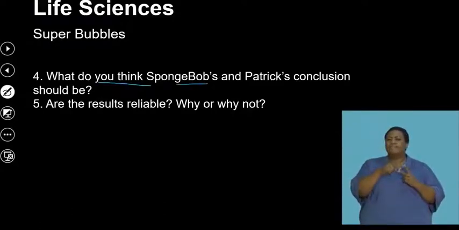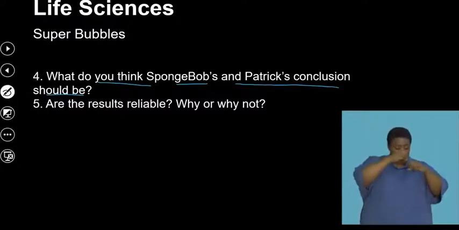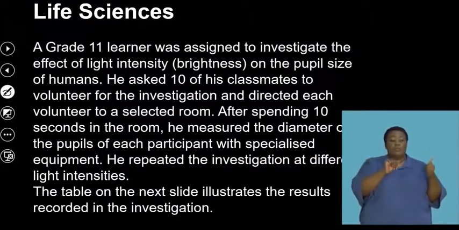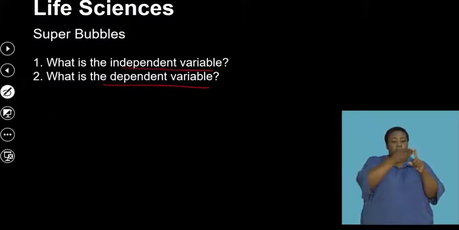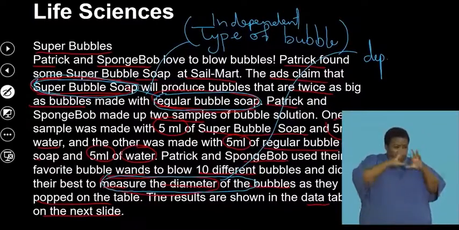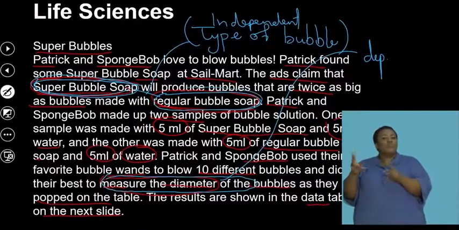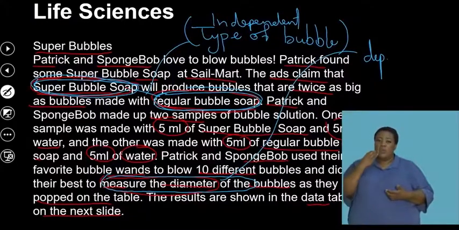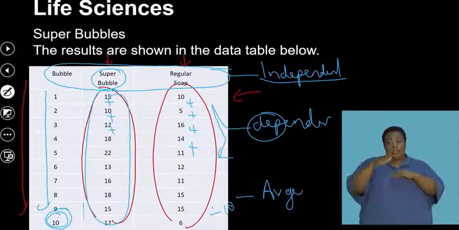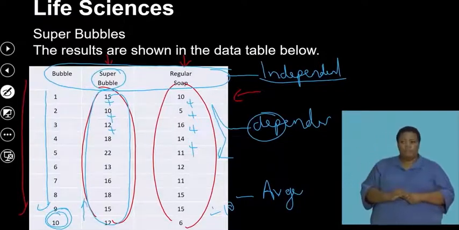What do you think SpongeBob and Patrick's conclusions should be? Remember that when they looked at this experiment, they were looking at which of the two. If I go back to the aim of the experiment, it was to determine if this super bubble soap was going to produce larger bubbles than the regular bubble soap. If we go to the data table and calculate the averages, you will see that the super bubble soap produces an average that is significantly higher or larger than the average produced by the regular bubble soap.